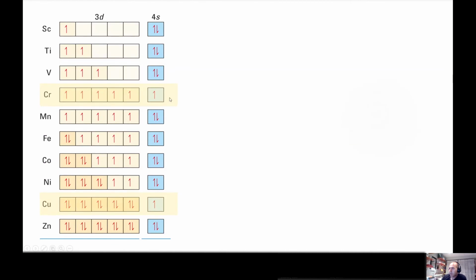Chromium here is 3d5 4s1. Then we go back to sort of the regular pattern until we get to copper, and copper is 3d10 4s1. So these two exceptions I expect you to know. All right, the other ones follow the rules.